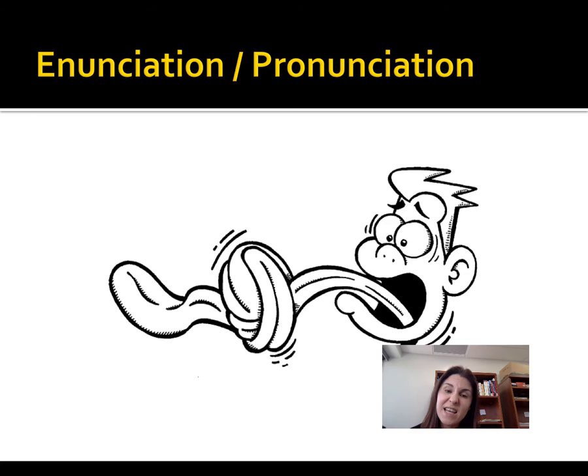Enunciation and pronunciation are really important, right? We want to make sure that we are speaking the words that we speak in a way that is accurate and understandable to folks. There are words that are just really hard and that may hang us up. My advice is not to get too hung up on the specific pronunciation of a word. You can use Google.